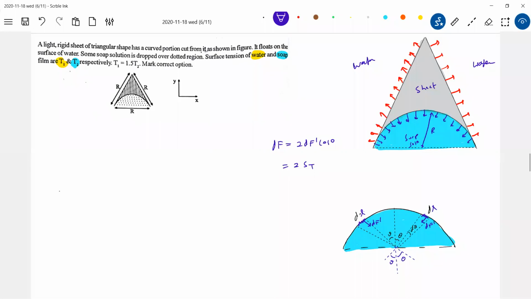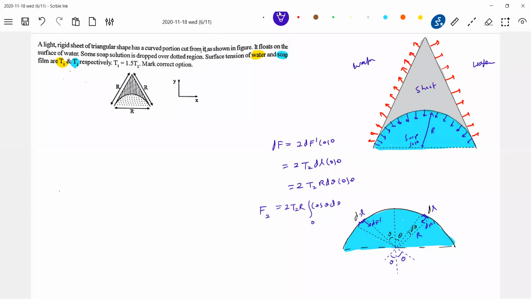I'm asking you to take some small elemental length. Then what is the surface tension force? Force due to surface tension into that length. So what is the surface tension here? For the soap solution it is T2. So T2 into dl cos theta, so 2 into T2 as it is. What is dl? The angle subtended by it. The radius is r, so the arc length is r into the angle subtended. This is the force due to soap solution.